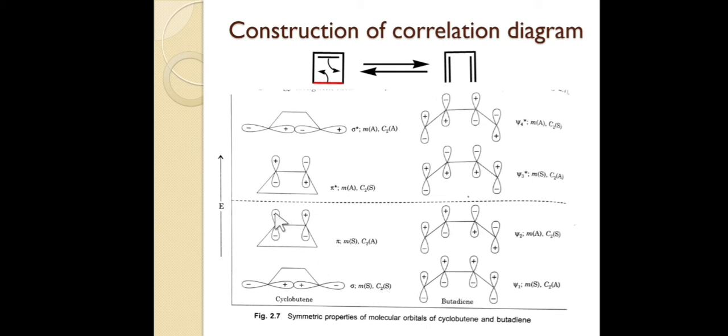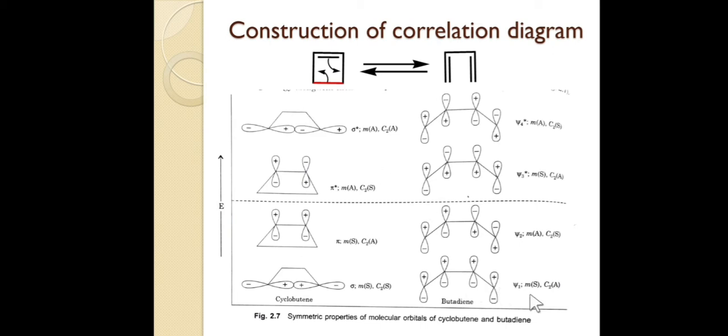For the cyclobutene, we have a sigma bond and a pi bond. So for the sigma bond, we have sigma and sigma star, and for the pi bond, we have pi and pi star. So this is how, according to their relative energies, we constructed these molecular orbitals.